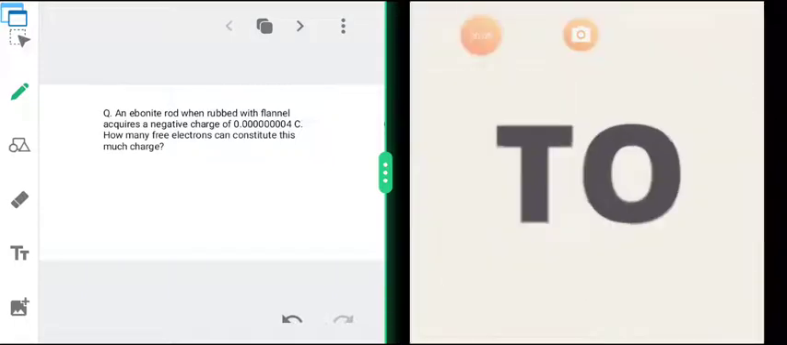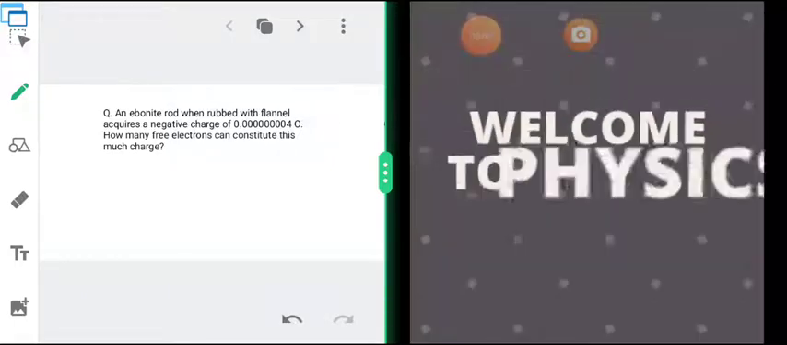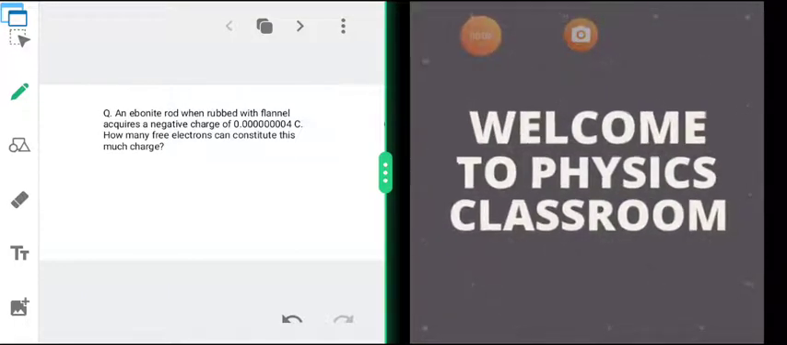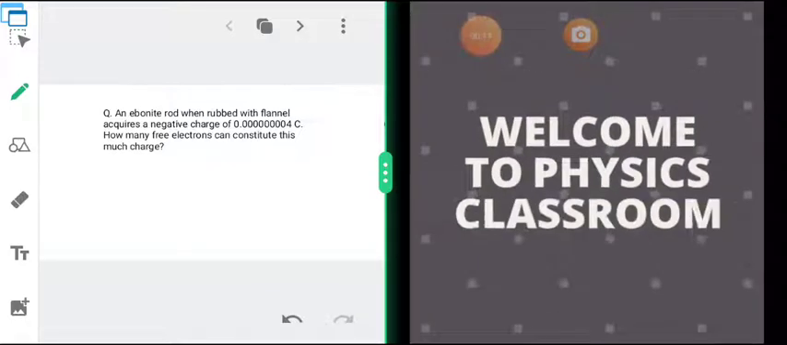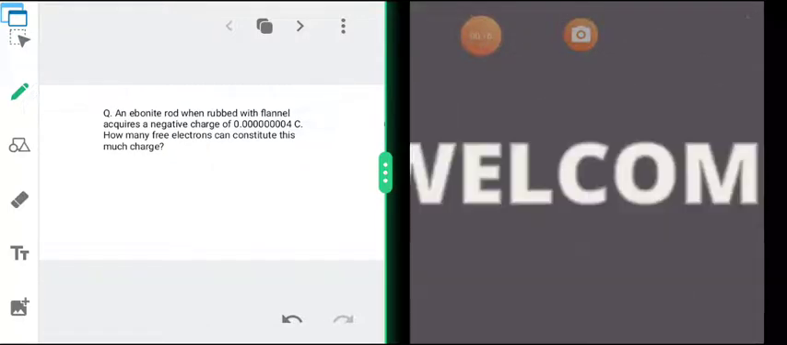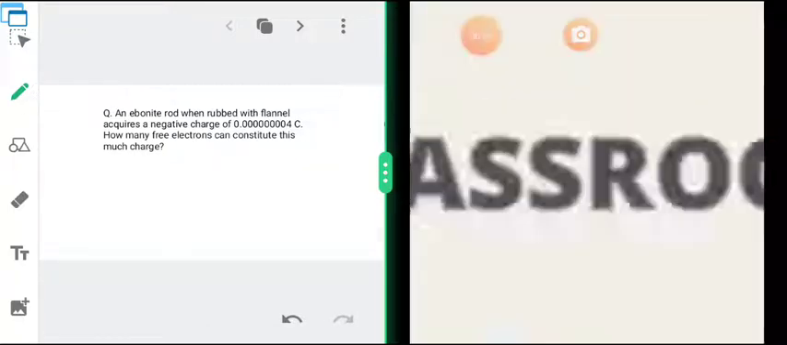Today we'll begin from the assignment that I had given you in my previous class. An ebonite rod when rubbed with flannel acquires a negative charge of 4 nanocoulombs. How many free electrons can constitute this much charge?